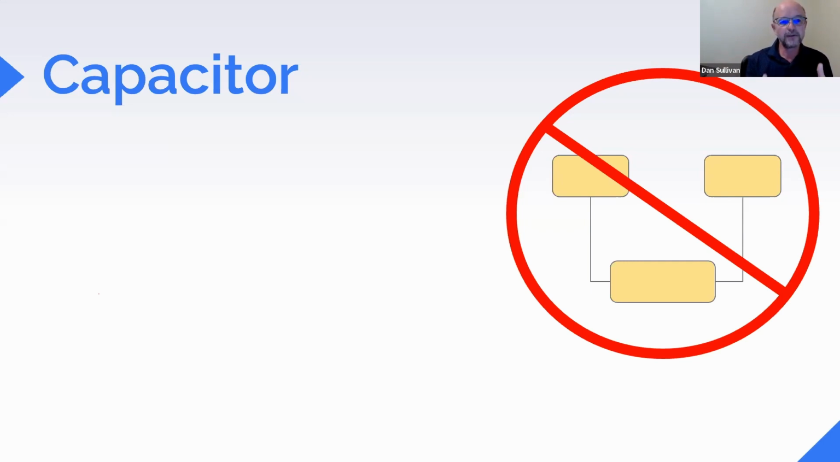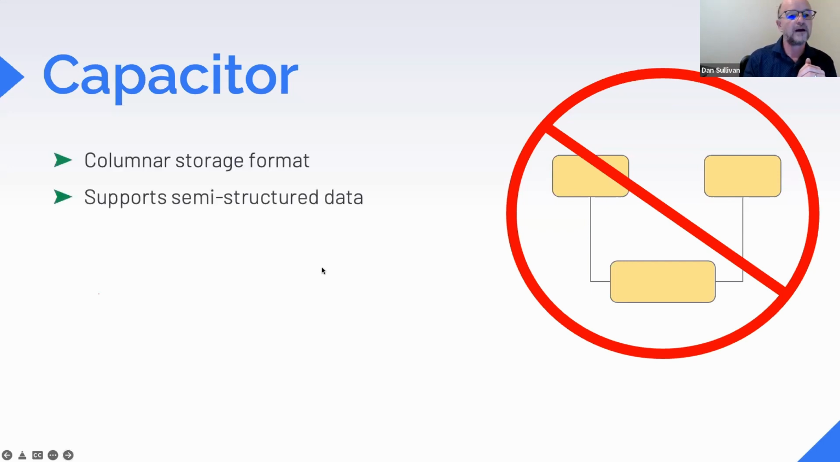That's not typically the way we work when we're doing analytics. We typically look at a small number of columns. Maybe we look at time and a couple of metrics, and we want to compare those across a large number of rows. So Capacitor is really useful in that sense, because it's specifically a columnar storage format.